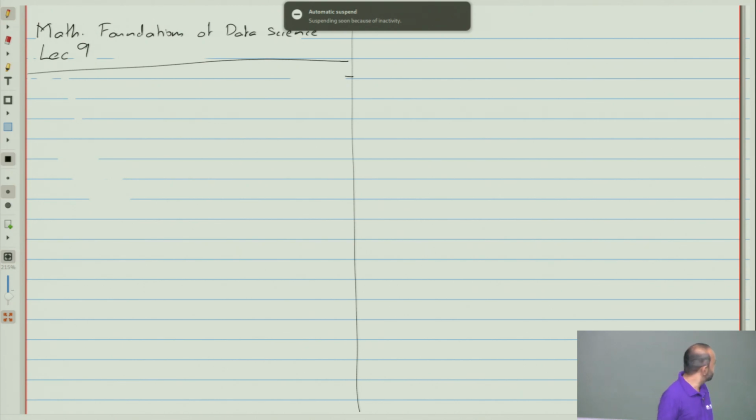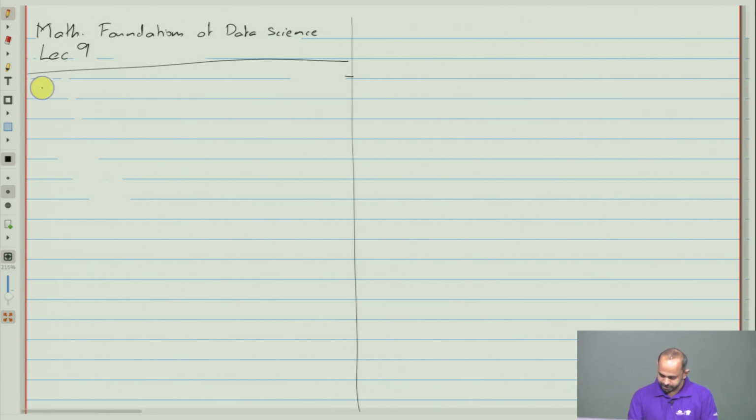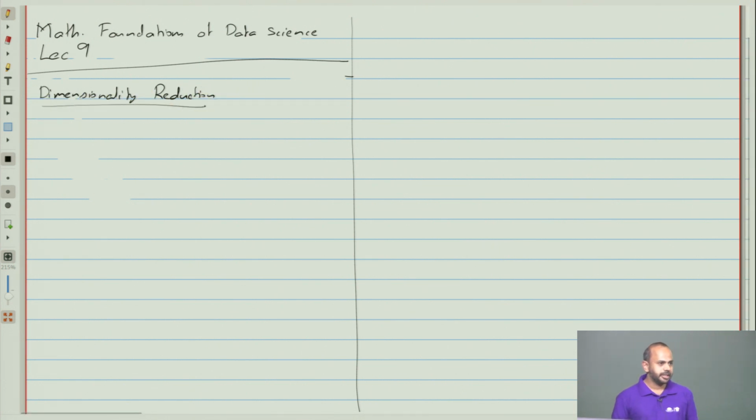So, this part of the course we will be looking at dimensionality reduction techniques. Dimensionality reduction. So, what is the dimensionality reduction problem?